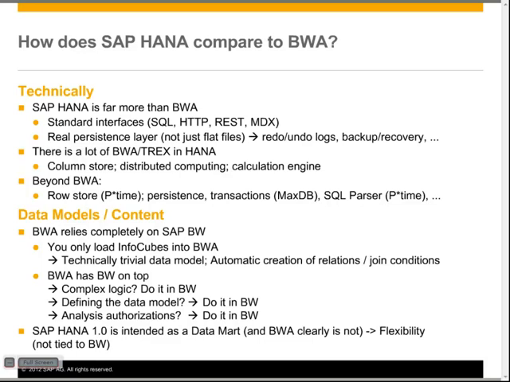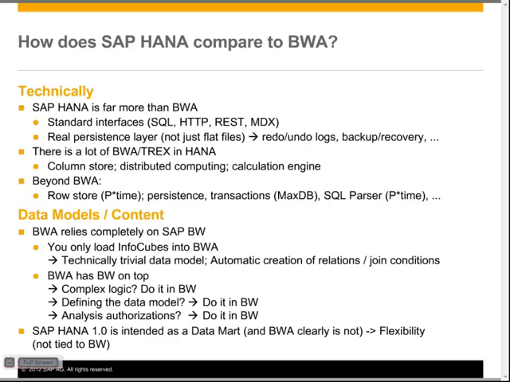But you shouldn't compare it to BWA. HANA is far more than BWA. For example, it's got standard interfaces such as SQL, HTTP, REST, and MDX. Also, BWA relies completely on BW. You can only load info cubes into BWA. Technically trivial data models can be automatically created with joins and conditions, and BWA always has BW on top. Although it's powerful, it can't really exist on its own.